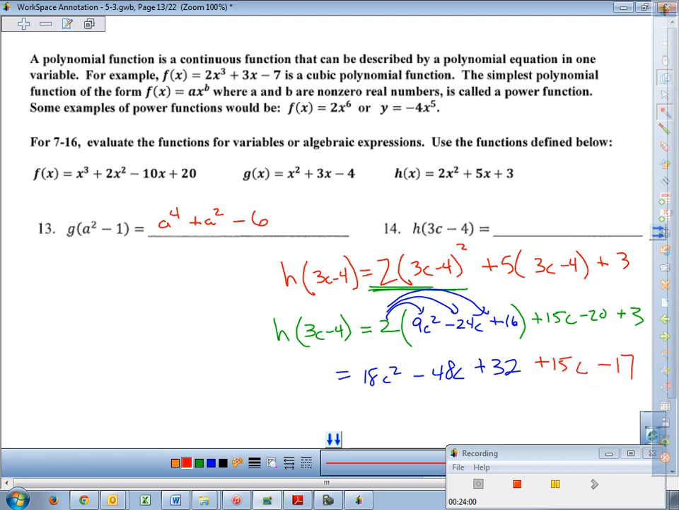Then I bring my other stuff down. But since there were some like terms in my other stuff, that negative 20 and that 3, I just personally combined them together right away and got a negative 17. And then finally, 18c squared. C's: I got a negative 48C and a 15C. I just kind of punch that in. If you could help me out there, what would that be? Negative 33C. Done with you. And 32 minus 17 is 15. Or excuse me, yeah, 15, right?